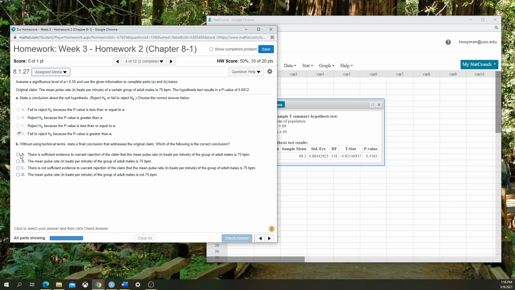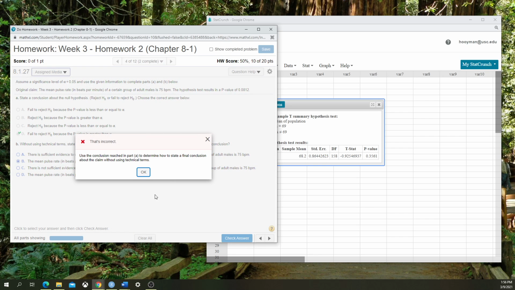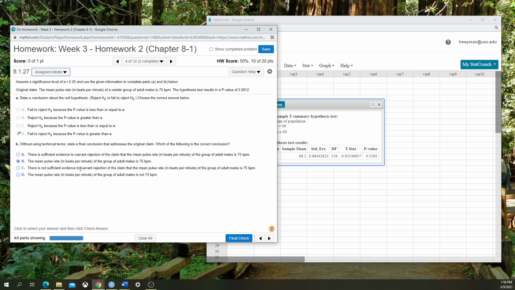I would probably go with this one. There's sufficient evidence to warrant rejection of the claim that the mean pulse rate of the group of adult males is not rejection of the claim. The mean pulse rate. I would probably go with this one. See, this is really difficult because even though there's no technical terms in here, there's a lot of jargon you have to kind of sift through. Oh, and I was wrong. Okay, let's really think about this. Because this is a lot of, there is not sufficient evidence to warrant rejection of the claim that the mean pulse rate, I think it's this one.